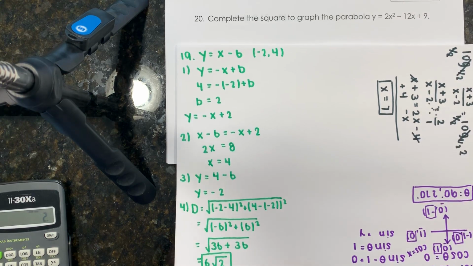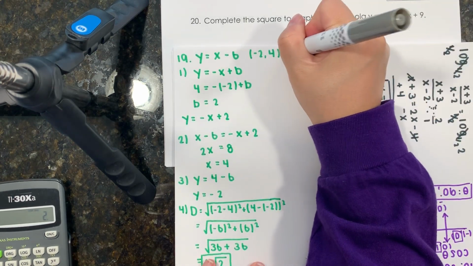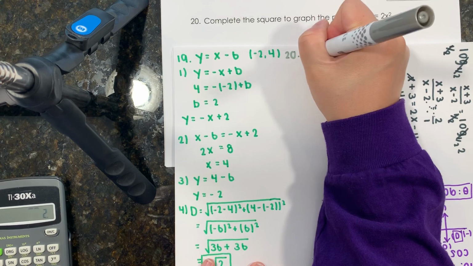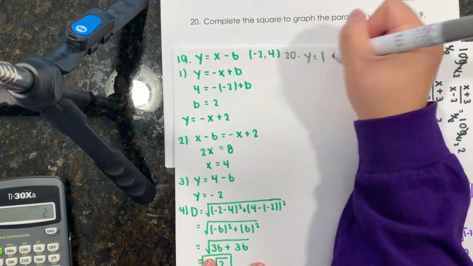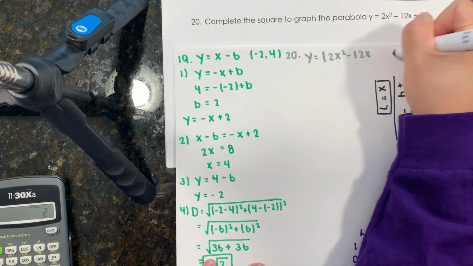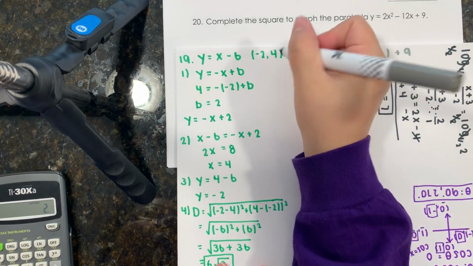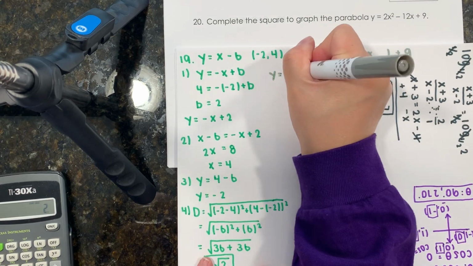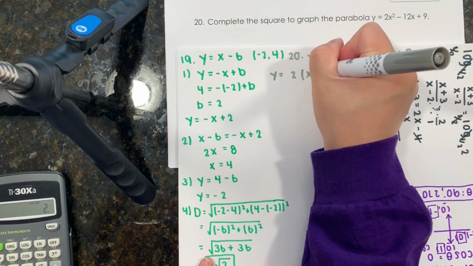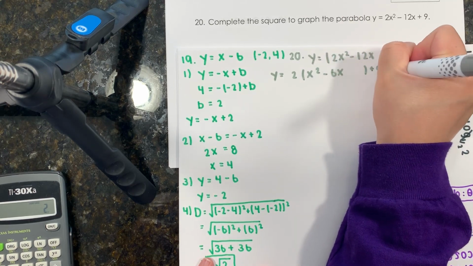Okay, so for number 20, the first thing that I'm going to do is put everything that contains an x into parentheses. So that would be 2x squared minus 12x and then plus 9. Before I can complete the square, I have to factor out that 2. So that would become 2 times x squared minus 6x, plus 9.